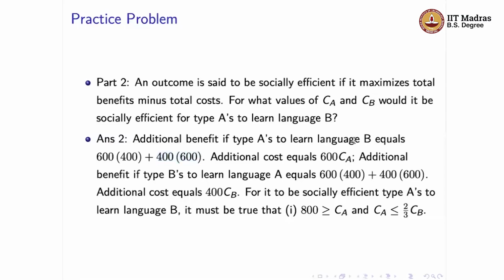What is the additional cost? Each of the 600 people has to pay a cost of CA, right? So the total cost is 600 times CA.